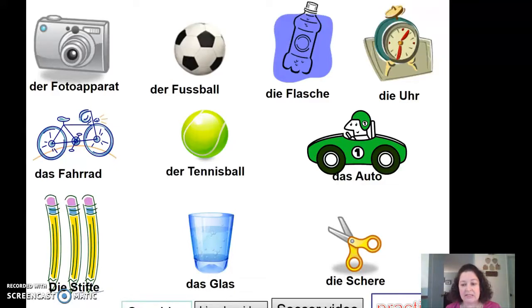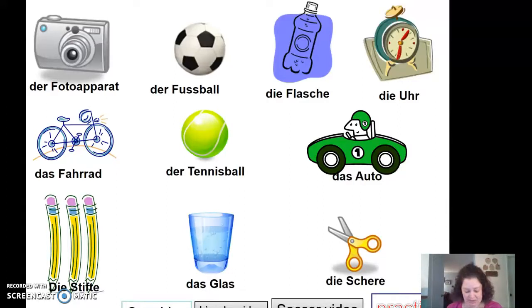The next one is der Fußball. This is der Fußball. The next one is das Fahrrad. This is das Fahrrad. The next one is die Flasche. That, of course, is die Flasche. So either you got to be fast doing rock, paper, scissors, or Mr. Percelli will have to pause it.